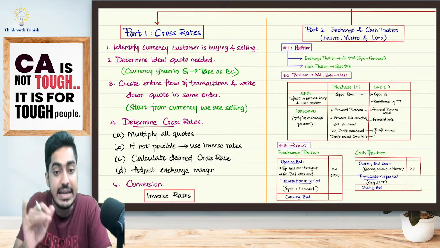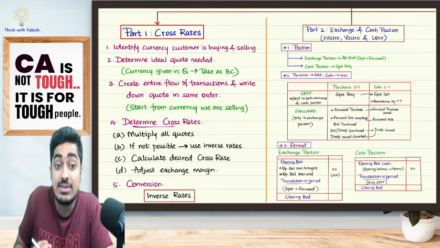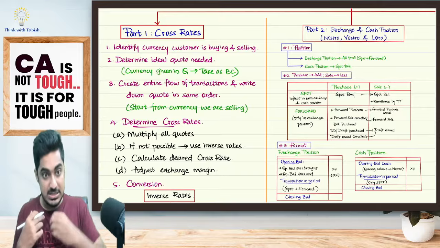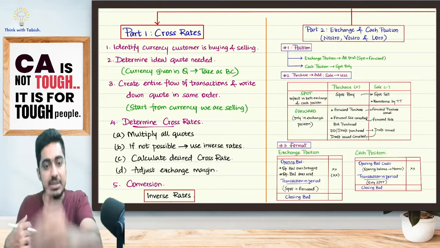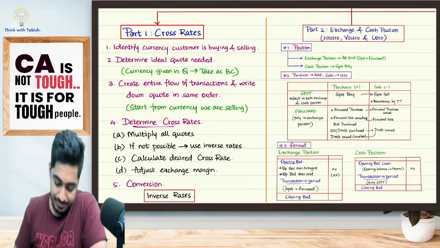Then create an entire flow of transaction. Start from the currency which the customer is selling. Imagine I'm an Indian customer. Firstly, I will have rupees. First, I will sell rupees. From that, I will buy something else, then I will buy something else again. Create that entire flow.